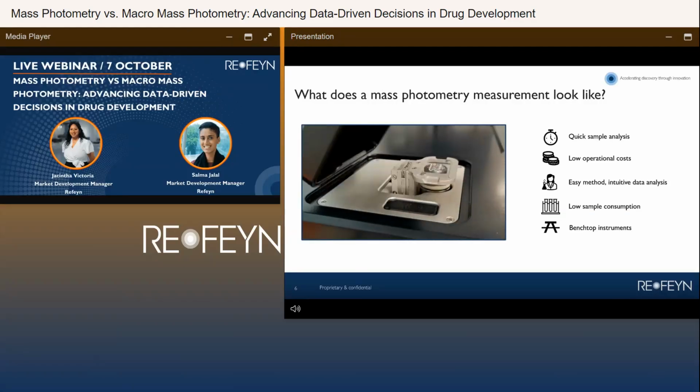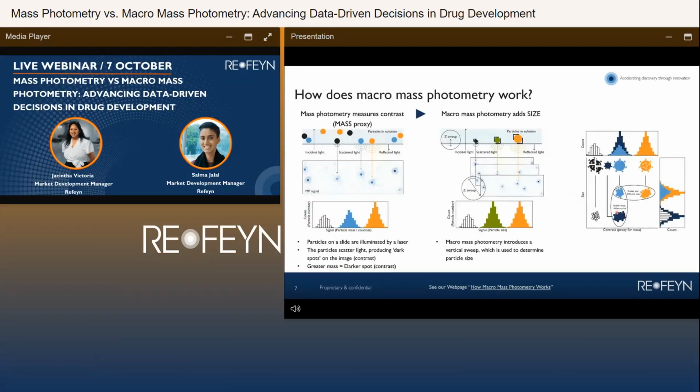But what if you want to work with larger particles? That's where macro mass photometry is going to come in. So if you want to work with particles that are larger than 40 nanometers up to around 150 nanometers, you're going to be using macro mass photometry. So what is that? Macro mass photometry is a technology that is building up on mass photometry by adding an additional layer of information. So here, not only are you getting information on a measurement of contrast, which is a proxy for mass, but you're also getting information on the particle size or diameter.